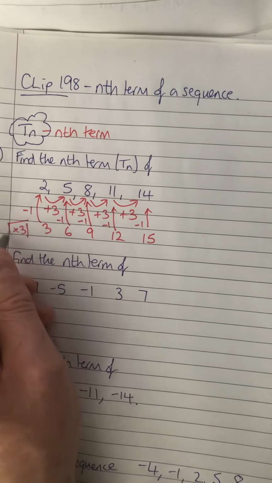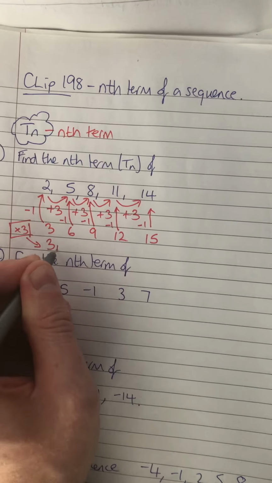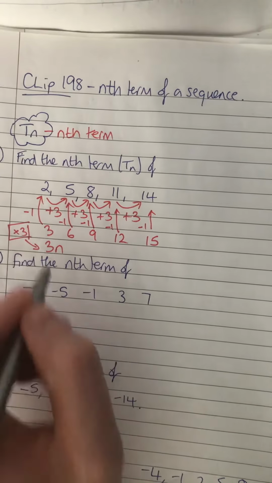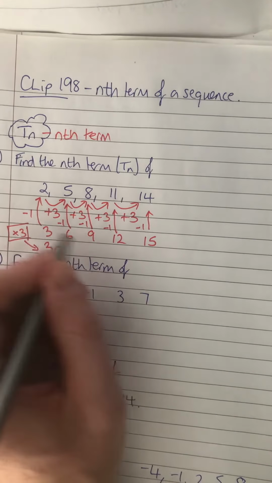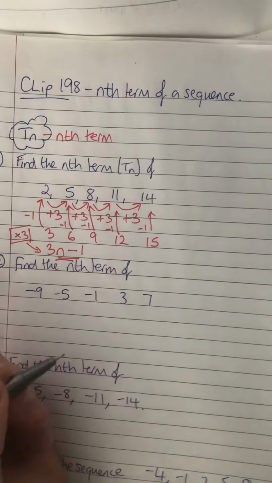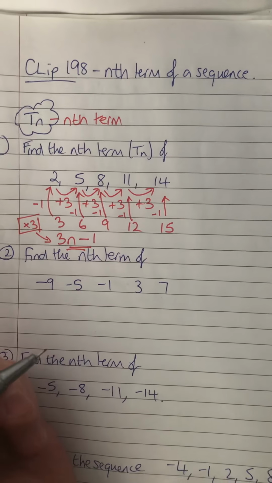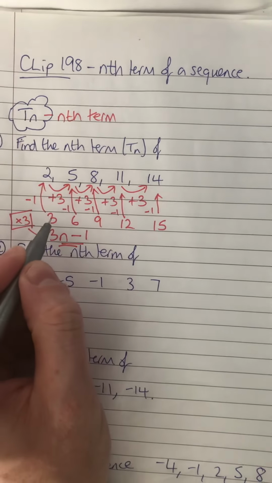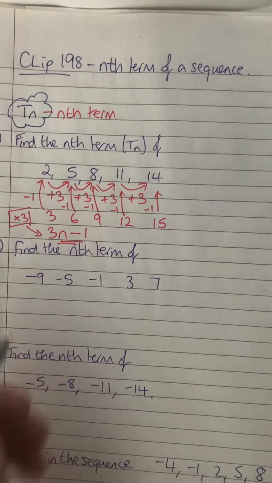So that means this part is the 3n, because it's 3 times tables. And then how do you get from the 3 times tables to your sequence? Well, I'll just take away 1. That's the main structure of how to do all of these questions. The only thing you've got to take care of is when you're going from one number to the next, is it add or take away.